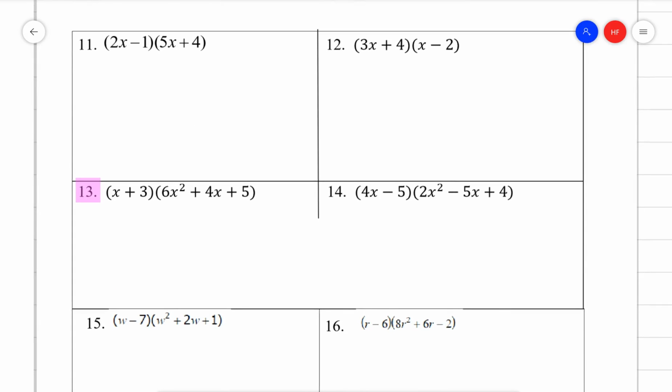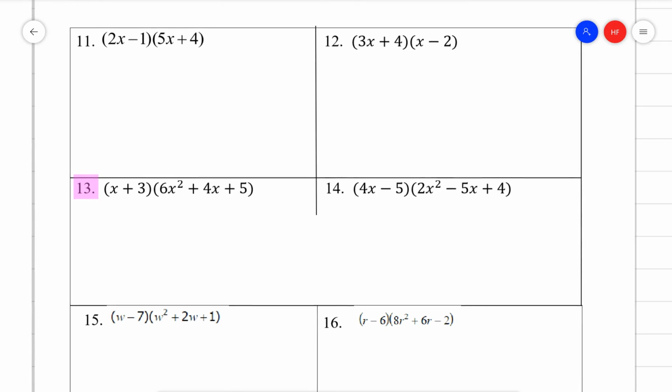Then on number 13, now we have a binomial, 2 terms, multiplied by a trinomial, which is 3 terms. We're going to do the same thing. We're going to double distribute, but this time we're going to multiply by 3 terms. So x times 6x, raise the power on the x by 1. X times 4x, raise the power on the x by 1. And x times 5 is 5x.